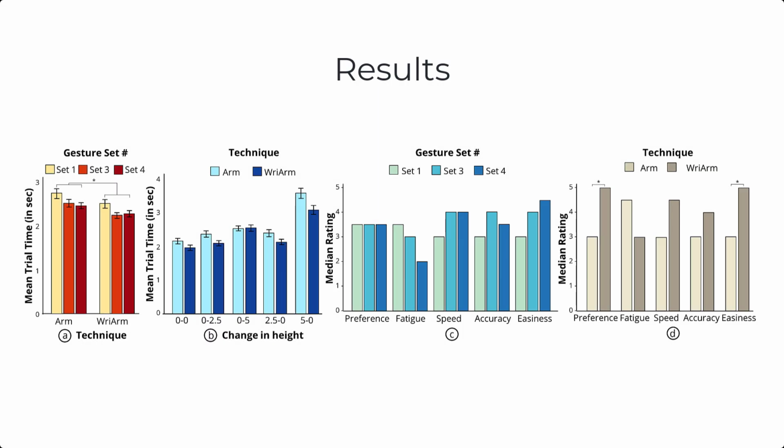Results showed that users were faster with WriArm than with the arm-based teleportation technique. Users also reported WriArm to be more accurate, cause less fatigue, and feel more natural and intuitive. In addition, results showed that gesture set 4 performed better than other gesture sets due to its simplicity and ease of use.